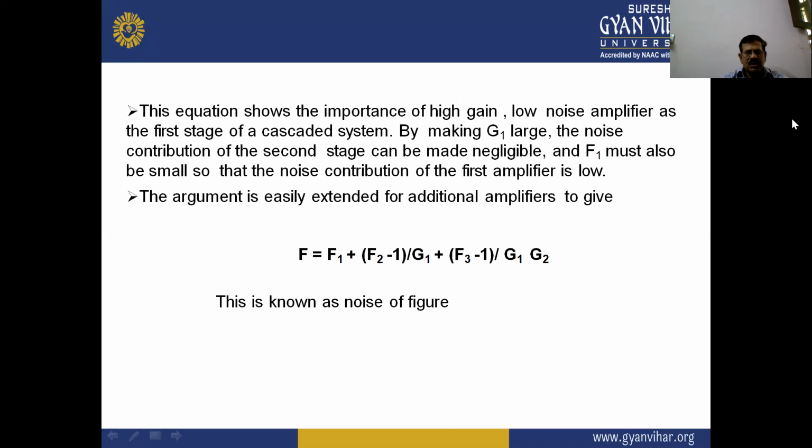So this equation shows the importance of a high gain, low noise amplifier as the first stage of a cascade system. By making G1 large, the noise contribution of the second stage can be made negligible, and F1 must also be small so that the noise contribution of the first amplifier is low. So the noise figure will be F equal to F1 plus (F2 minus 1) upon G1 plus (F3 minus 1) upon G1 G2. This is known as the Friis noise figure formula.